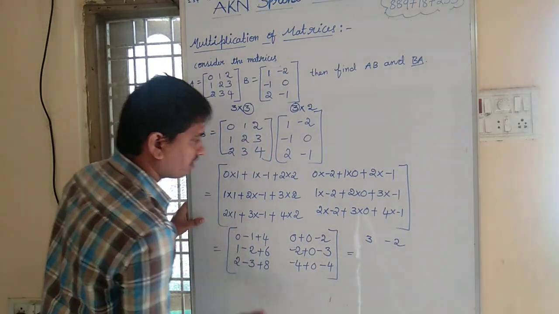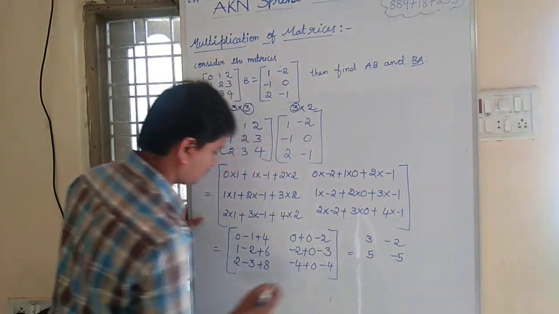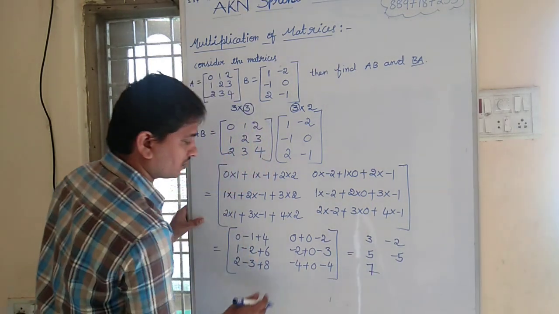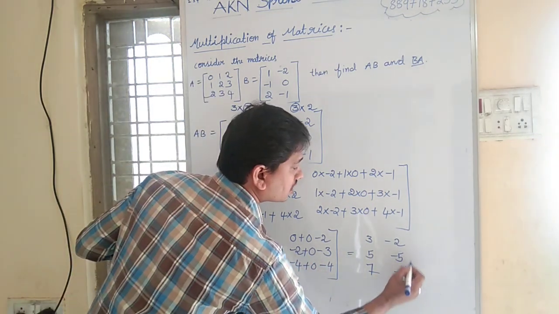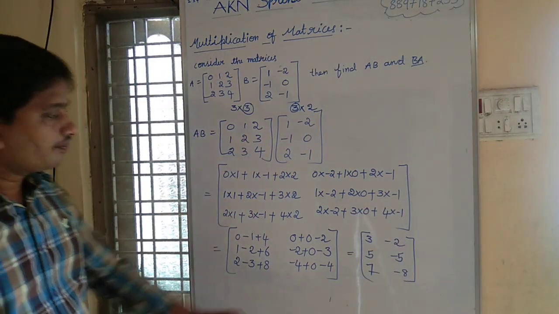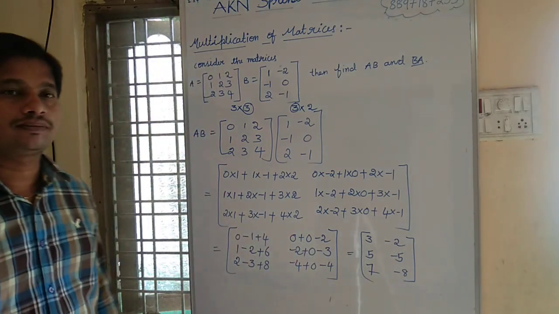Now, 4 minus 1 is 3, and that is minus 2. 1 plus 6 is 7, 7 minus 2 is 5, minus 2 minus 3 is minus 5. 2 plus 8 is 10, 10 minus 3 is 7, minus 4, that is equal to minus 8. So what is AB, children? 3, minus 2, 5, minus 5, 7 and minus 8.